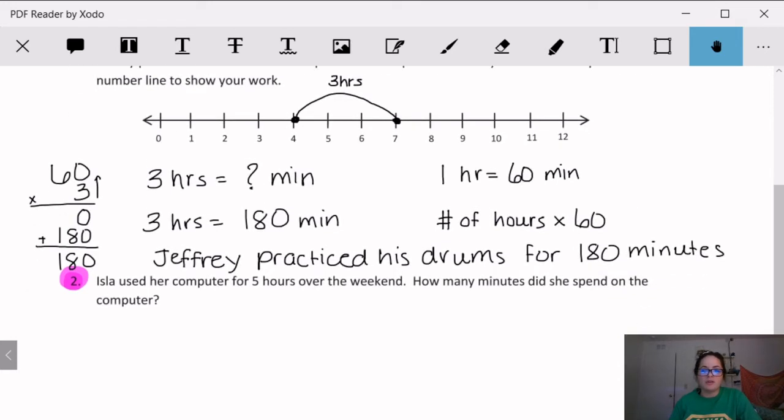All right, so taking a look at number 2, remember this is your must-do problem. I have it highlighted to help you remember that. It says, Isla used her computer for 5 hours over the weekend. How many minutes did she spend on the computer?